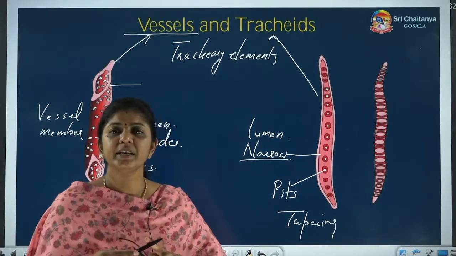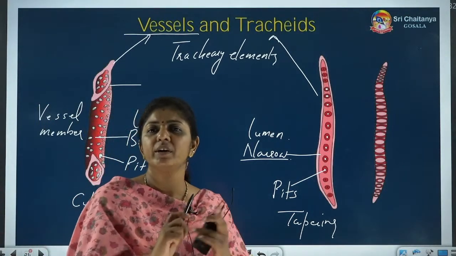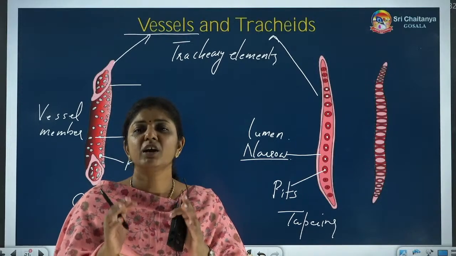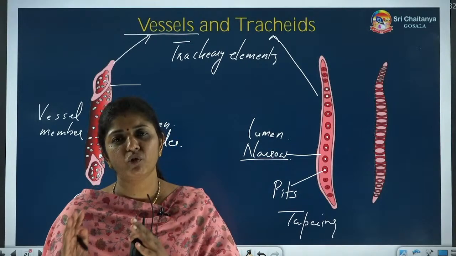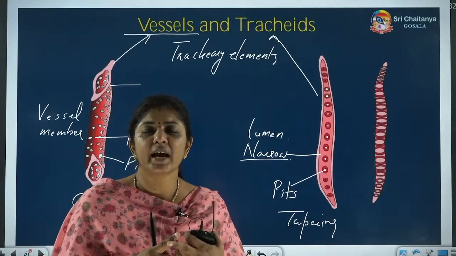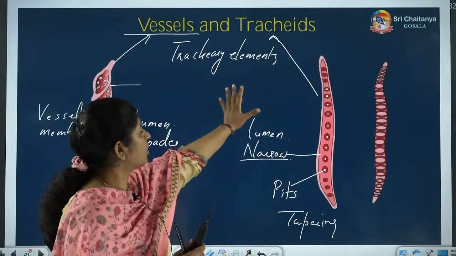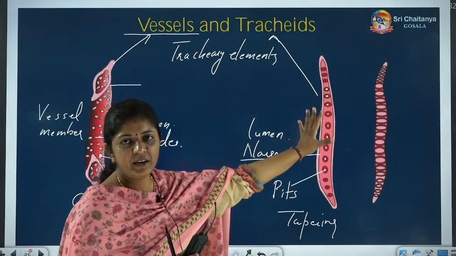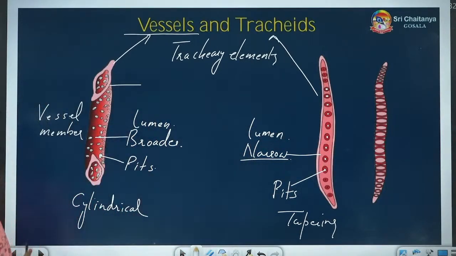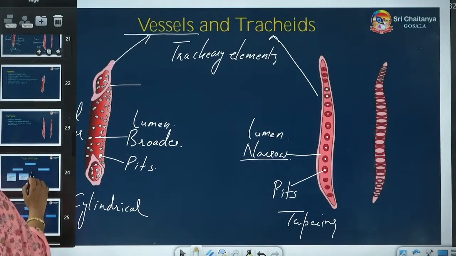Now coming to the next part, these are the main conducting elements. We are not discussing parenchyma and fibers here, as we have already discussed them. We are discussing now the major components of xylem and phloem. What are the major components of xylem? Vessels and the tracheids. Together you call them tracheary elements, right?